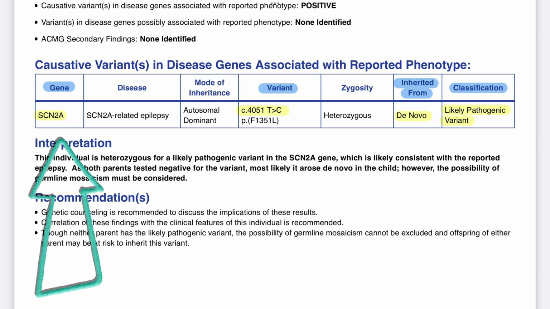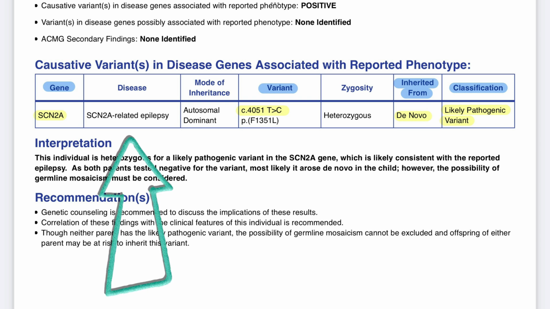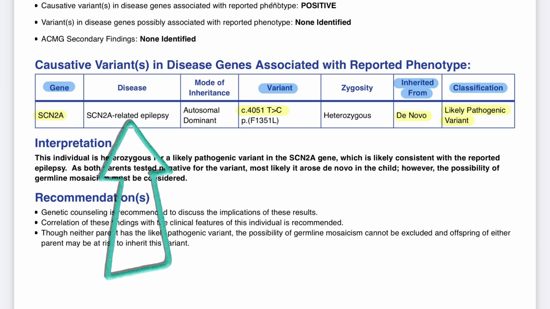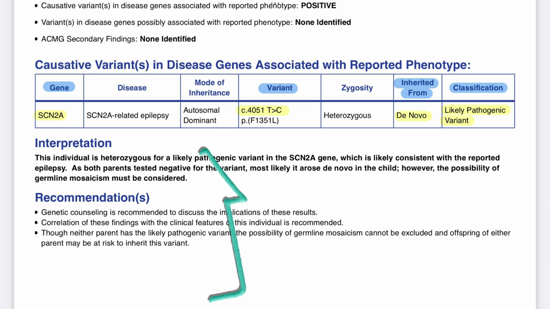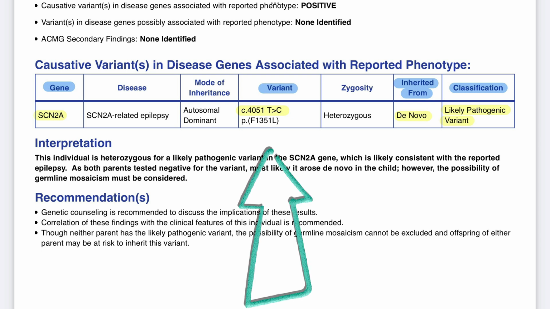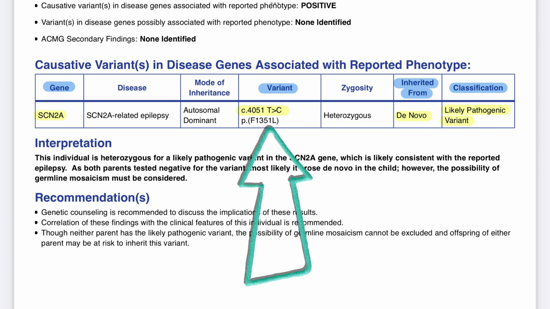The gene refers to in what gene the change was found, and in this case, it was SCN2A. Disease is the associated disease with a gene. So for this gene, it is SCN2A related epilepsy. Mode of inheritance refers to what type of change needs to happen to cause disease. SCN2A is inherited in an autosomal dominant fashion, meaning that receiving one copy of SCN2A that has a change would lead to disease. Variant lists the C dot and P dot, which we talked about in our previous video. So talking about the specific change that happened at a DNA level and a protein level.